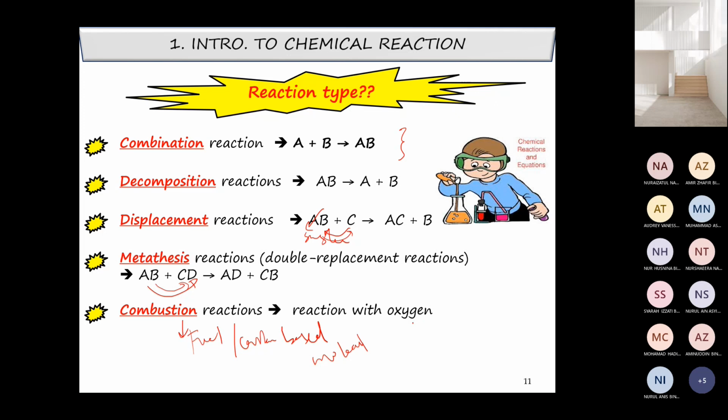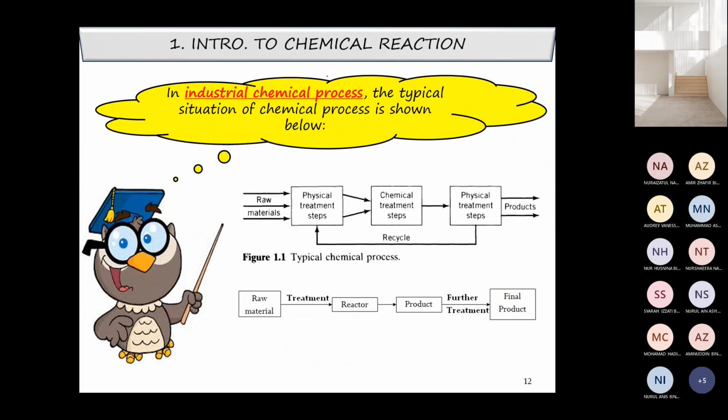Okay, for example, we have ethane, alright, we have methane. Okay, so they react with the oxygen, and combustion occurs. Okay, so for an industrial chemical process, the typical situation of a chemical process is shown below.